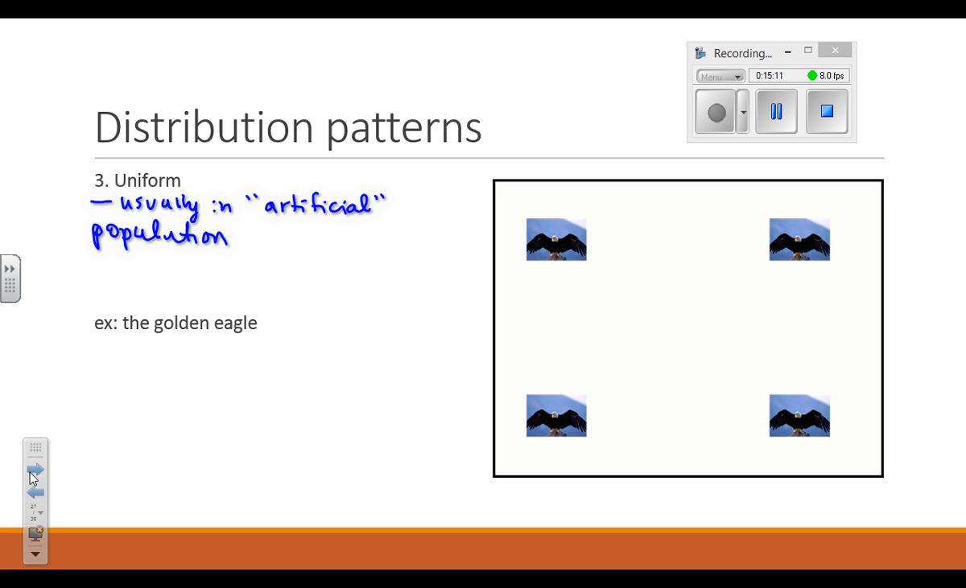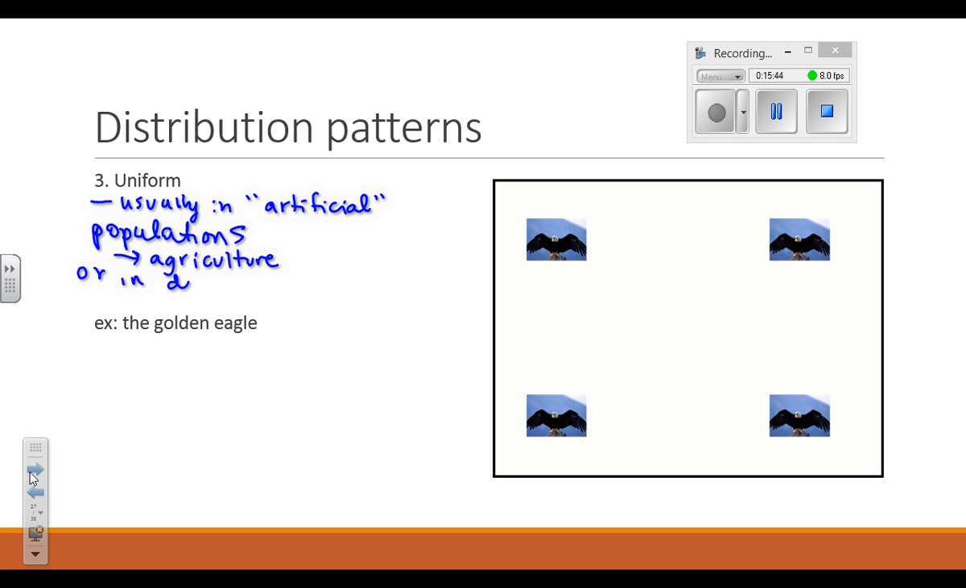This type of distribution pattern is usually found in what we would call an artificial population. So, for example, agriculture. If you think about when someone is planting grain or corn or something in a field, it is pretty uniform. They space things out, there are little rows, they're all distributed fairly uniformly in the field.